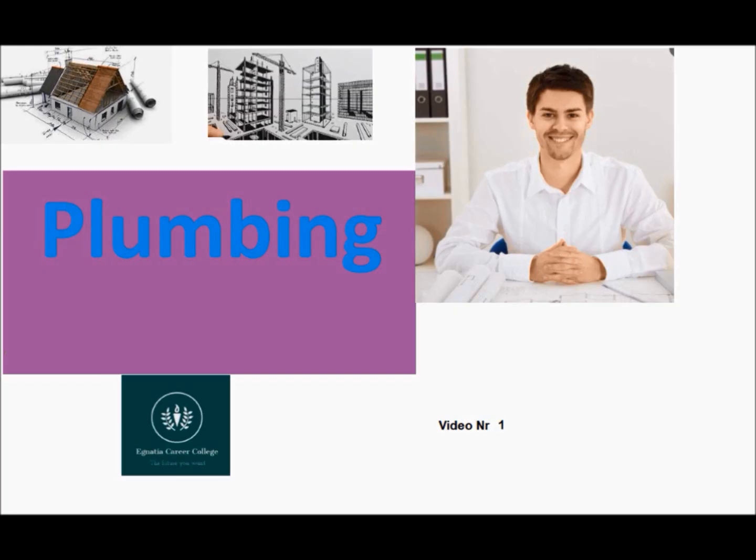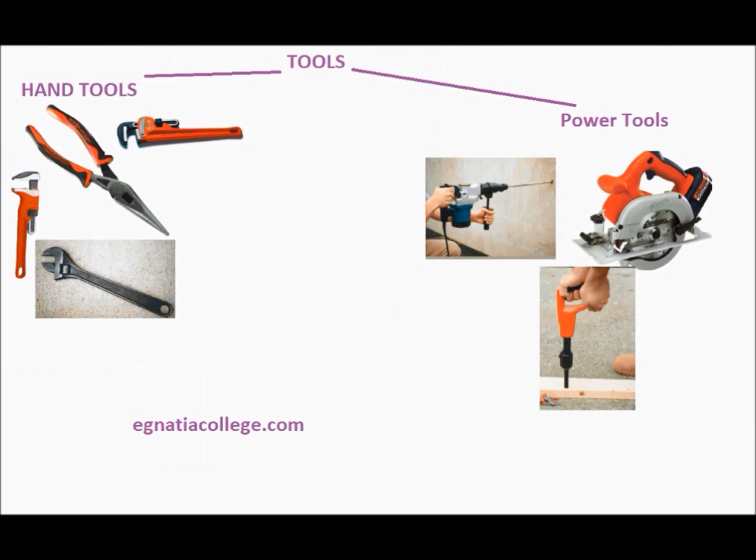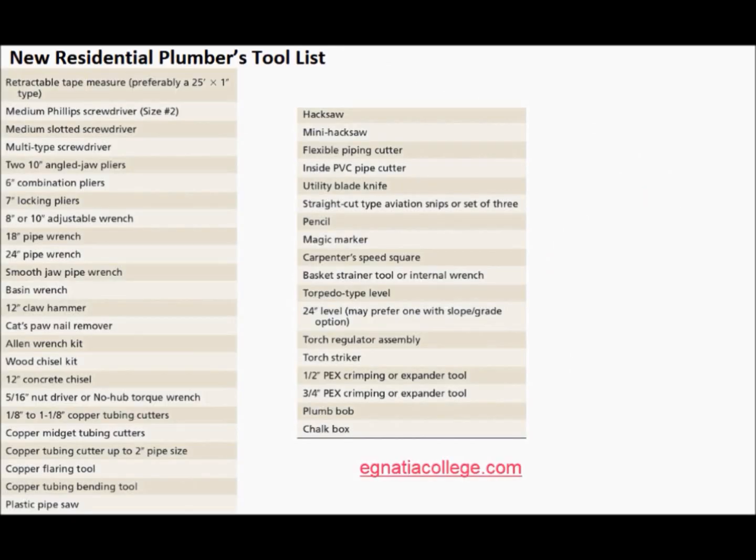This is video number 1. Plumber's Toolbox. Tools fall into two basic categories: hand and power. Hand tools. The list of tools for plumbers who work in new residential construction is described in this table. Let's explain some of them.